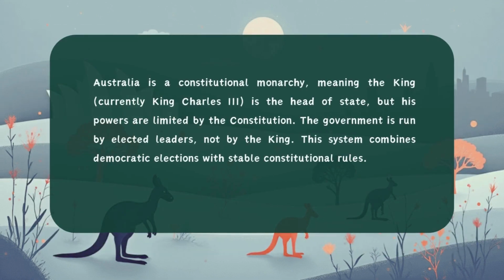Australia is a constitutional monarchy, meaning the King, currently King Charles III, is the head of state, but his powers are limited by the Constitution. The government is run by elected leaders, not by the King. This system combines democratic elections with stable constitutional rules.